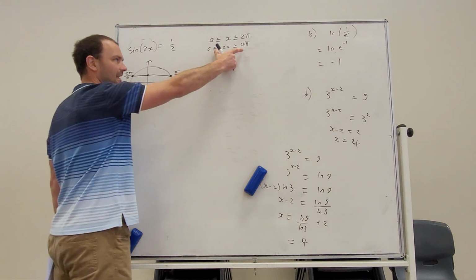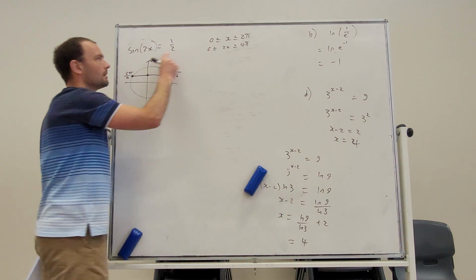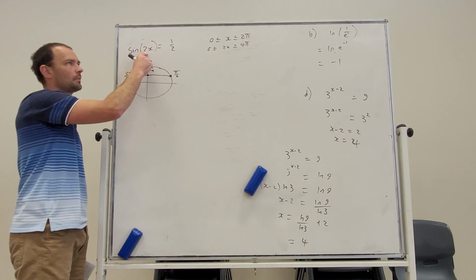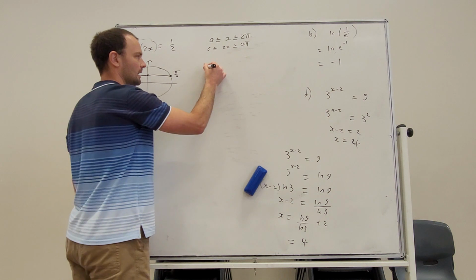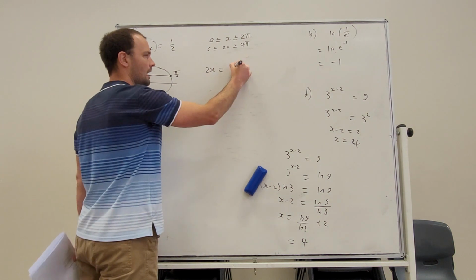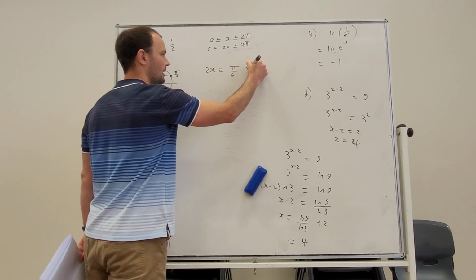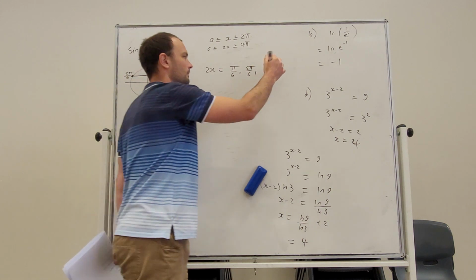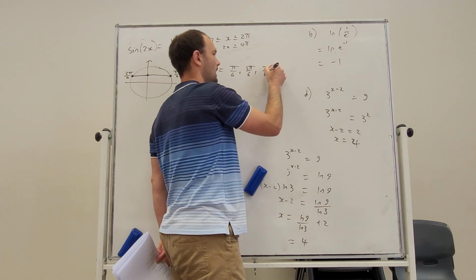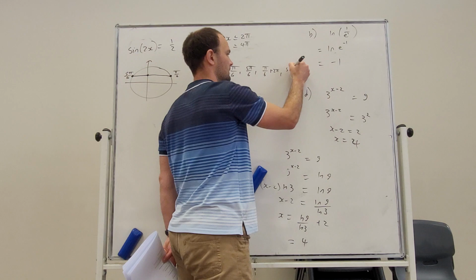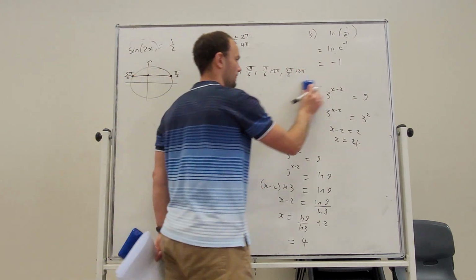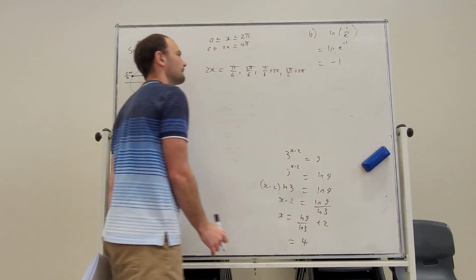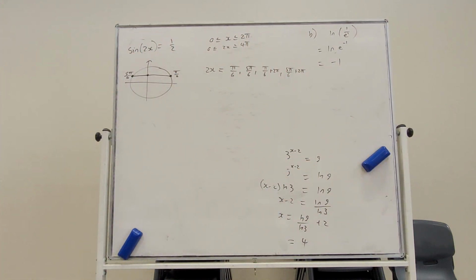But our domain extends to 4 pi because of this 2 out the front. Our domain extends to 4 pi, which means we need to go past them again. So our answers are pi on 6, 5 pi on 6, pi on 6 plus 2 pi, and 5 pi on 6 plus 2 pi. Okay, they're our answers within one wavelength.